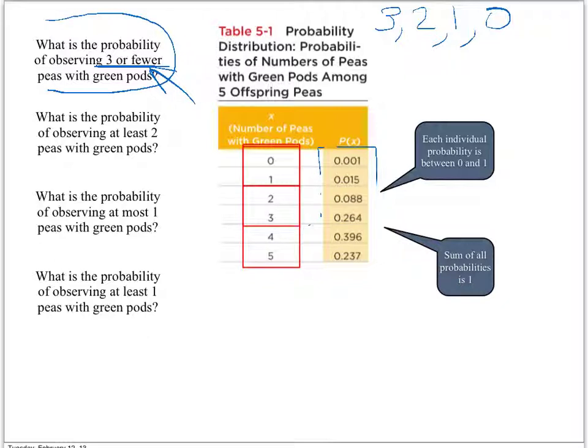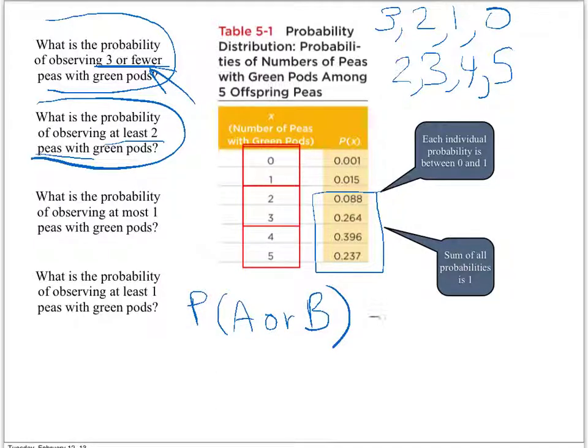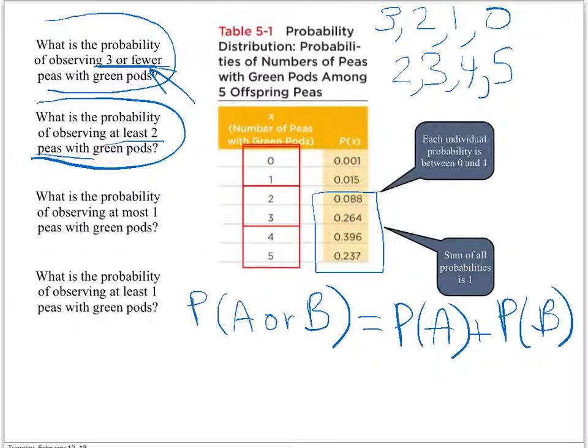green pods. The next question is, what's the probability of observing at least 2 peas with green pods? At least 2 means 2 or more. So we want to know the probabilities for the random variable x equaling 2, 3, 4, or 5. Now we can get that by adding the probabilities for x equaling 2, 3, 4, 5. And the reason we can do that is that these events are disjoint. So remember, if two events are disjoint, the probability of A or B is equal to the probability of A plus the probability of B, if A and B are disjoint.